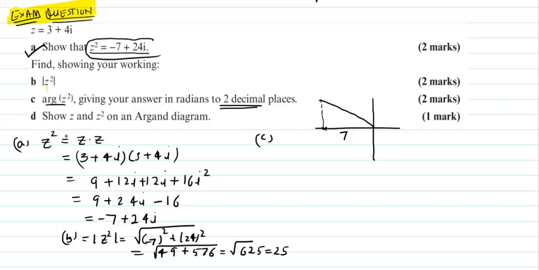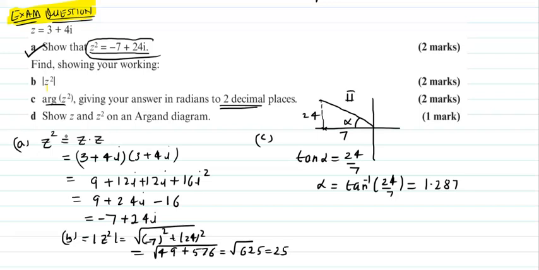So it is your 7. Don't put minus 7 because we have already taken in the negative direction, and it is 24, and we can find alpha. So 10 alpha is 24 over 7. Alpha equal to tan inverse 24 over 7, which comes to 1.287 something. Okay.